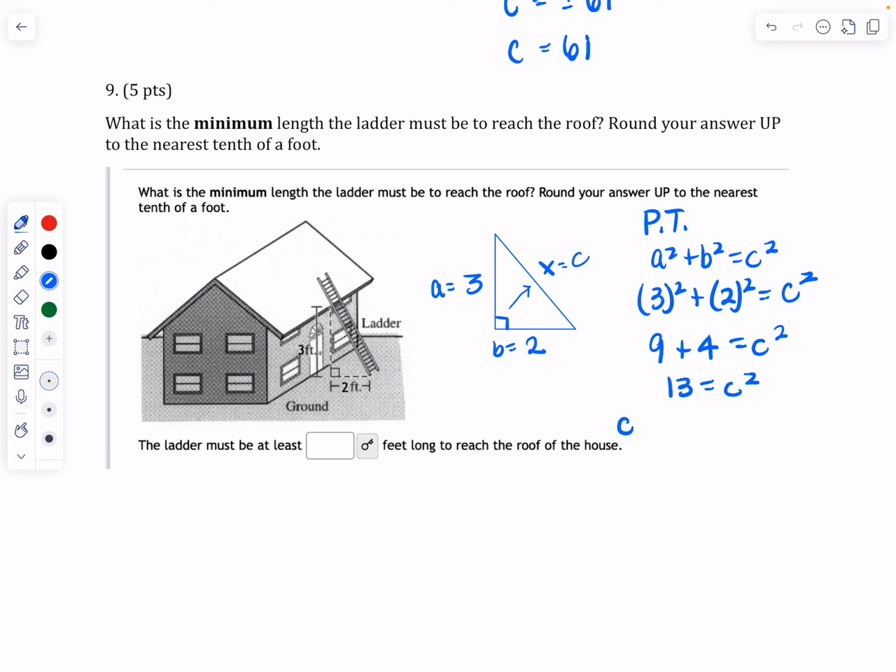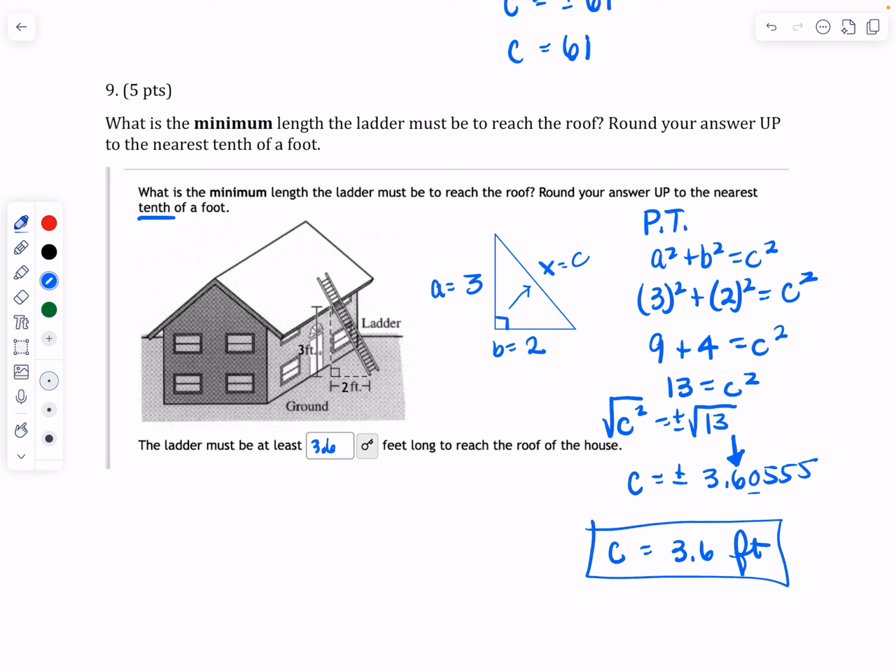So again, I have to get c by itself. So I'm going to take the square root of this side, and I do plus or minus on the other side square root. So c equals plus or minus. Now I need to figure out what the square root of 13 is. And that's 3.60555. It says round your answer up to the nearest tenth of a foot. So the tenth of the foot is where the 6 is. I look behind it, it's a 0. So my answer is going to be C equals 3.6 feet. Okay, so 3.6 feet is my answer for number 9.